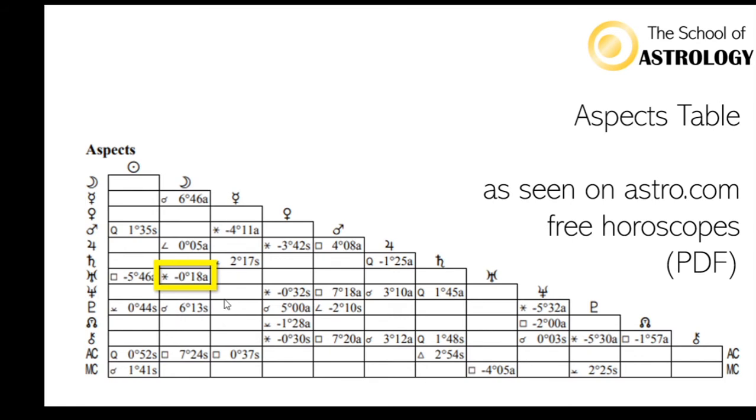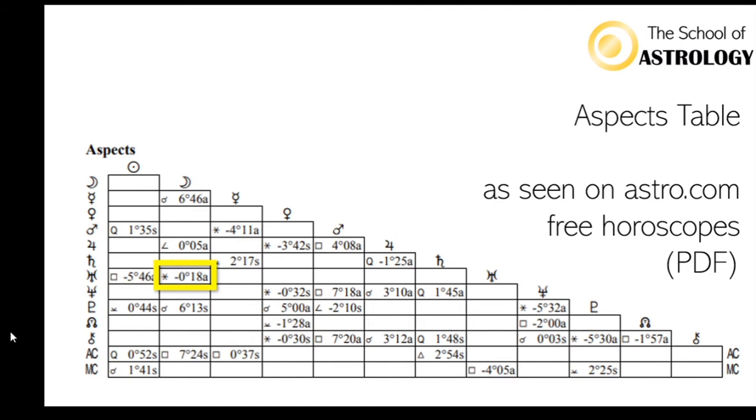A stands for applicative, as opposed to S, like separative, right? Applicative means that those two planets will form an exact aspect. And the S would mean that they did form an aspect in the past. So the exactness is already over if you have an S. If you have an A for applicative, the aspect will become exact.